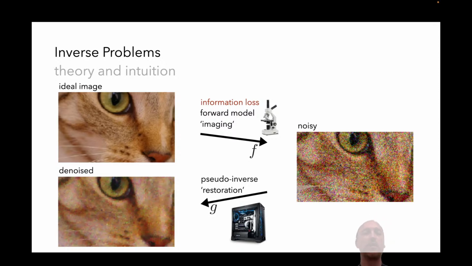Now, in that noisy image, you also have content that is associated with the noise itself, which is not something you care about. So because of that loss of information, the pseudo-inverse, the restoration, the denoising is difficult, is complicated, because there's a fundamental uncertainty about where we lose information, and it makes it difficult to go back.